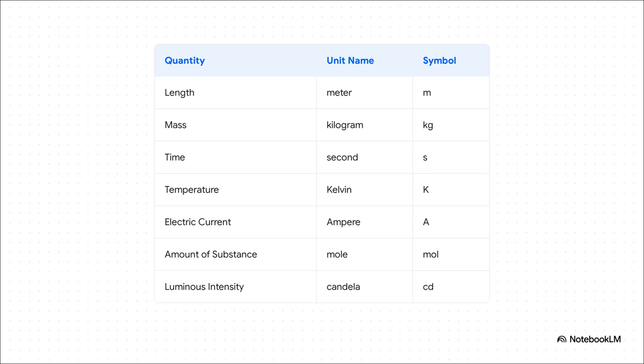And here's the really cool part. Every other unit you can possibly think of, from speed to force to energy, is just a combination, a recipe, made from these seven basic ingredients.